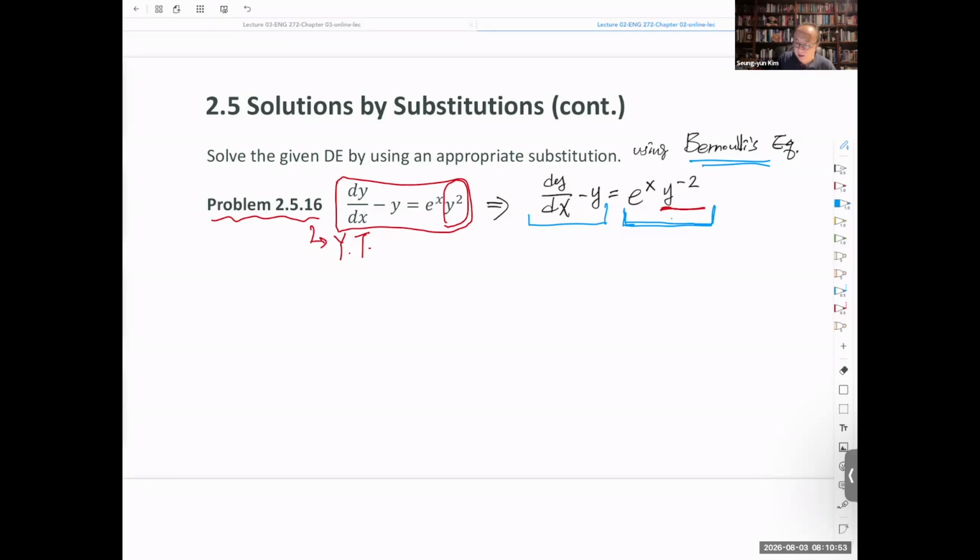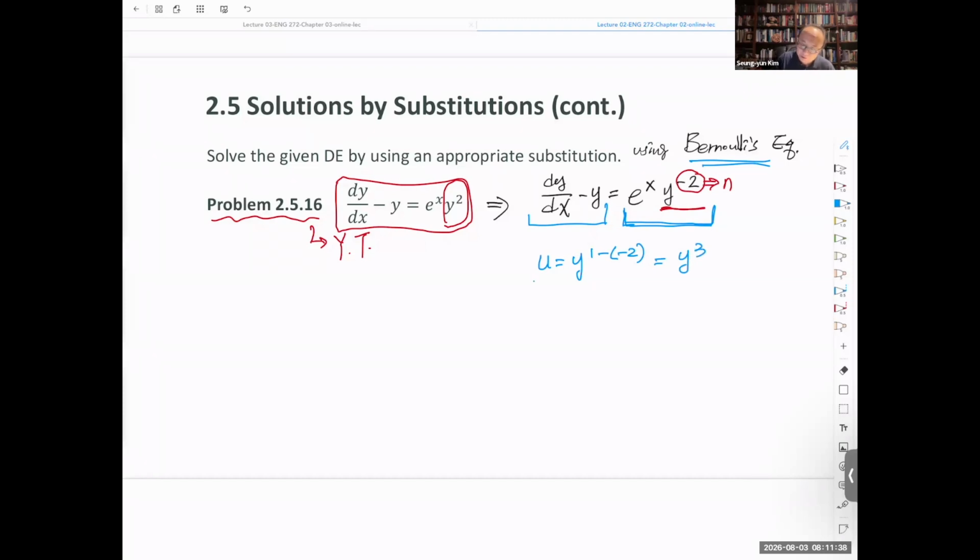If there is a y, you can move it to the left-hand side, and then you make it linear. So you have to have a y to the power of something other than 1. For the Bernoulli's, we said u equals y to the 1 minus n, and this guy is n, therefore minus 2, that is y to the power of 3.